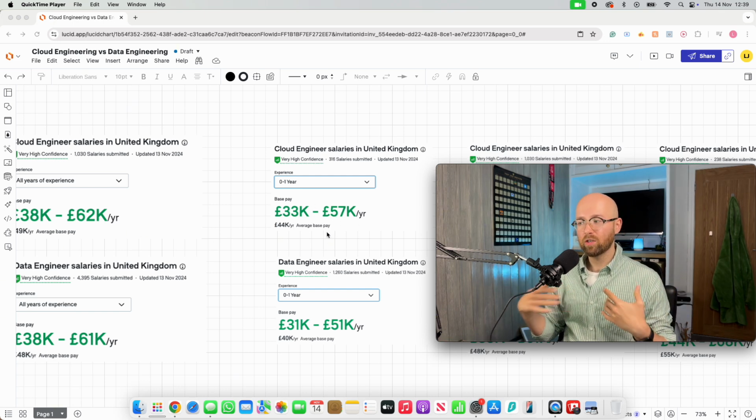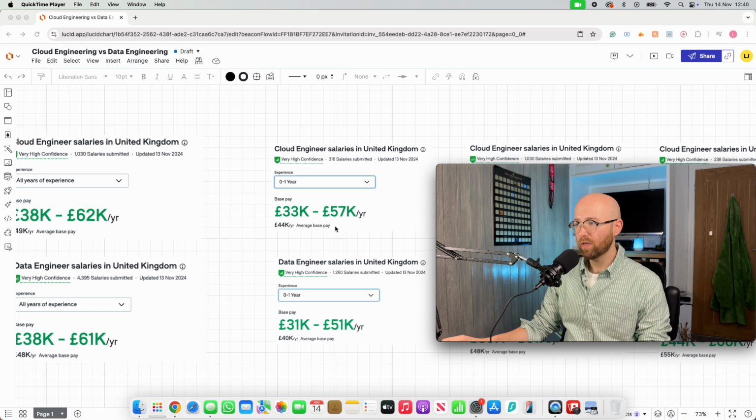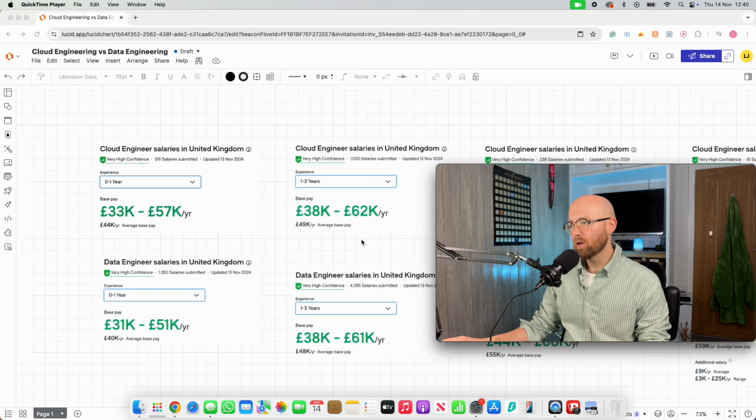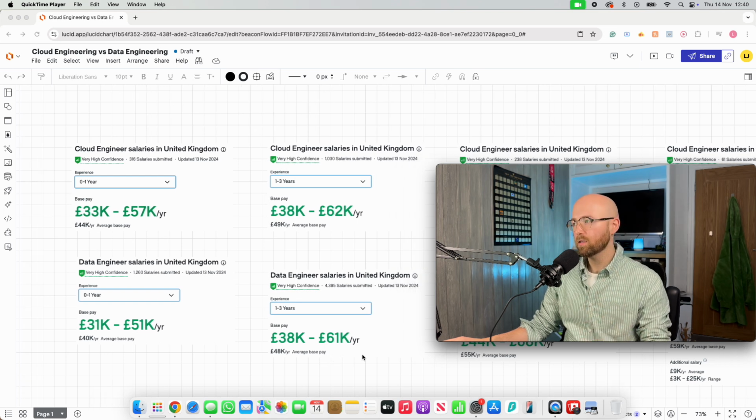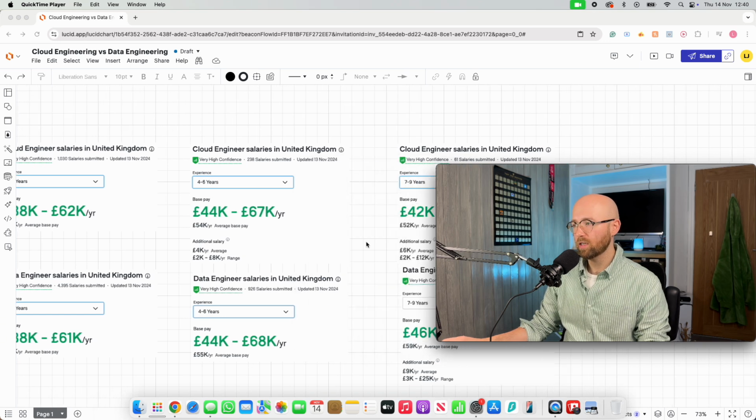As someone who is a cloud engineer, I wouldn't agree with that, but fair enough. The average base for 0 to 1 year is 44, versus 40 here. It's more like 40 each. When you get to 1 to 3 years, you move up to a 49 average, 48. Makes sense, like 50k after a good 3 years. And then at 4 to 6 years, you're moving into the 50 bracket. Same here, it's exactly the same for that.